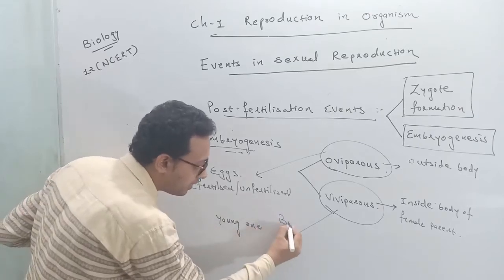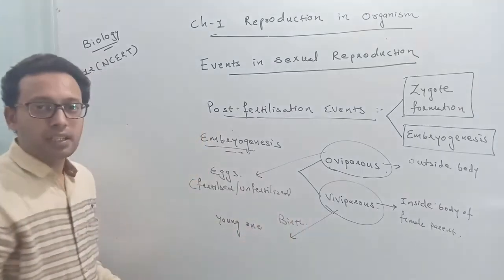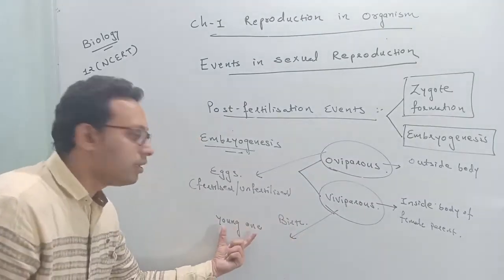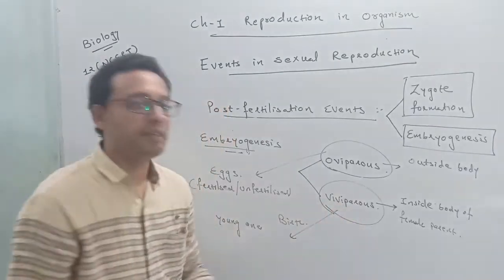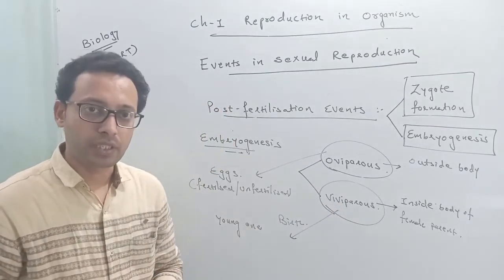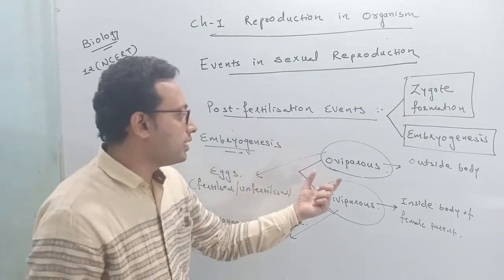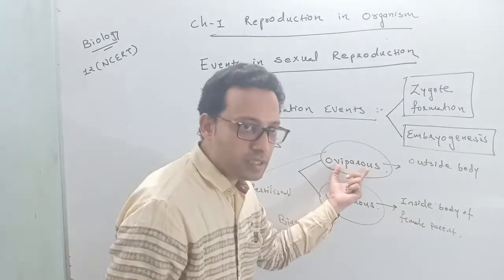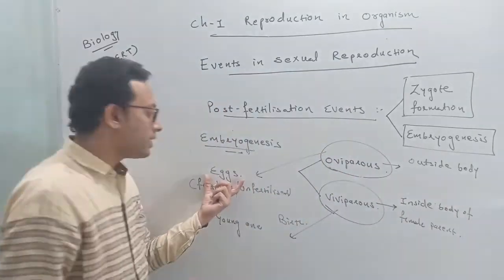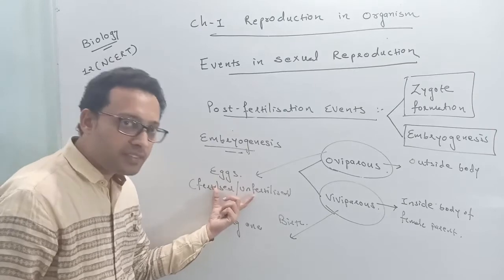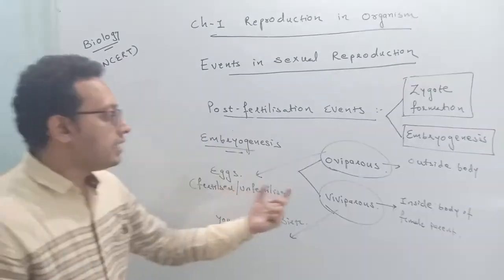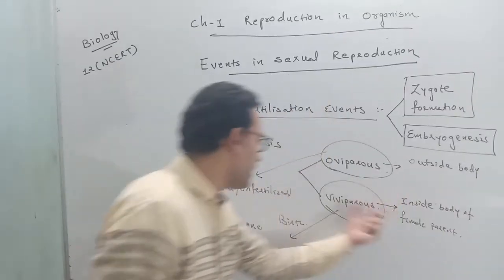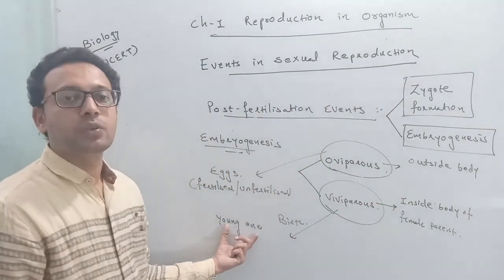They give birth. Clear? Or they undergo a delivery, and the delivery leads to the production of a young one. They are considered viviparous animals, like human beings. So those organisms in which the development of the embryo occurs outside a body are called oviparous. They lay eggs, either fertilized or unfertilized eggs. And in viviparous animals, the development of the embryo occurs inside the body of the female parent and they give birth to a young one.